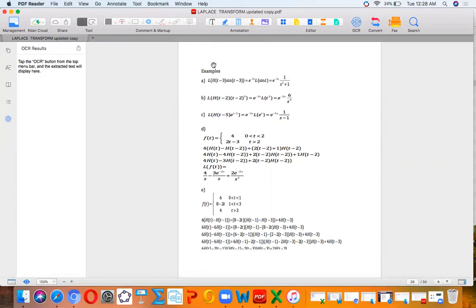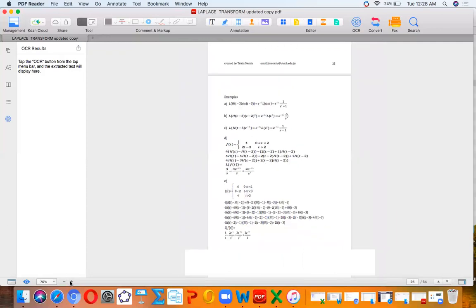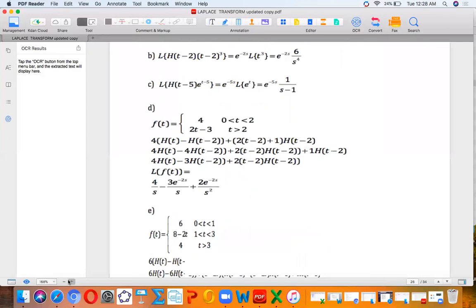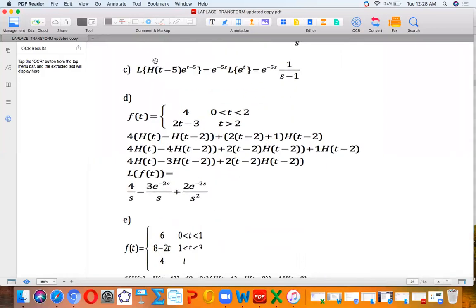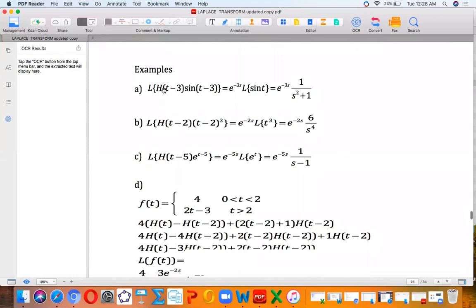To find the Laplace transform of h(t-3), c is 3, so that is why we have e to the -3s. Let me see if I can zoom in. This is better. So here we have c is 3, and here we rewrite it as sin t. That is like the original function, and we know that the transform of sin t is 1 over s squared plus 1.